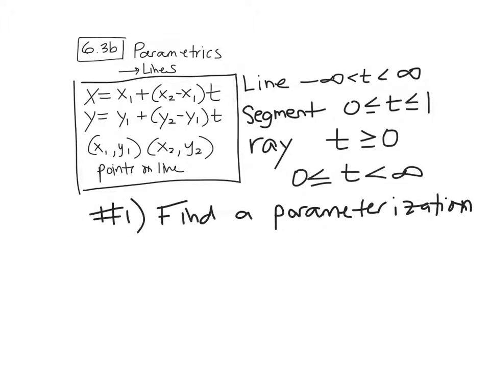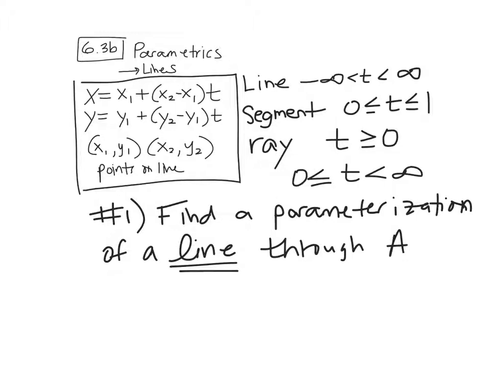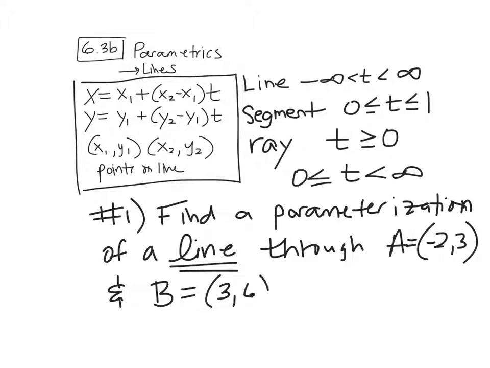Use that in your essay somewhere, okay? Find a parameterization of a line, that's important, of a line through the points A, negative 2, 3, and B, 3, 6. Now, it does kind of matter which one's first in this formula because there's subtraction going on, and we know subtraction is not commutative. But just think of A as the first point, x1, y1, and B is the second point, x2, y2.